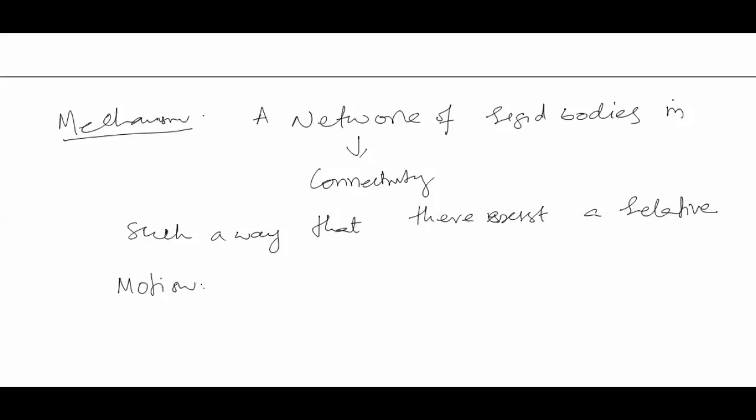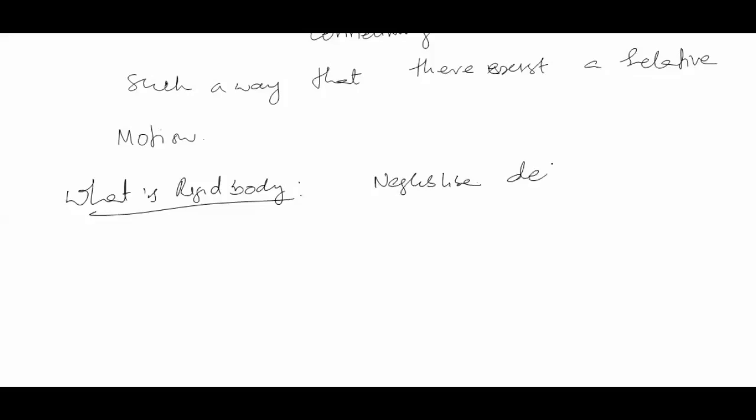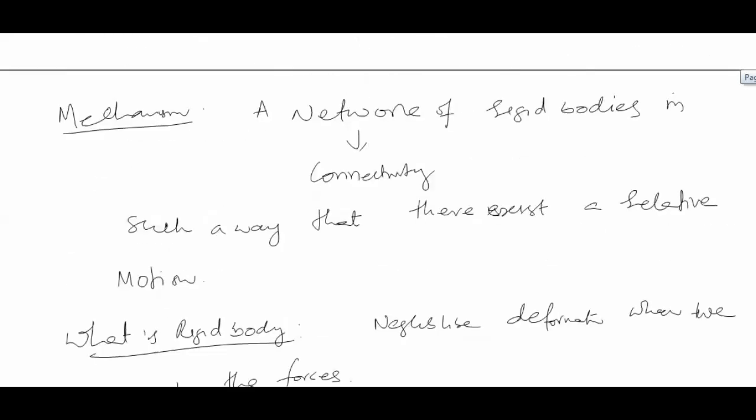So why do we first of all require a network of these rigid bodies? So what is a rigid body? Rigid body is nothing but negligible deformation when we apply forces, right? When you apply the forces, if the deformation turns out to be negligible, then we say it is a rigid body, right? So it must be a rigid body.